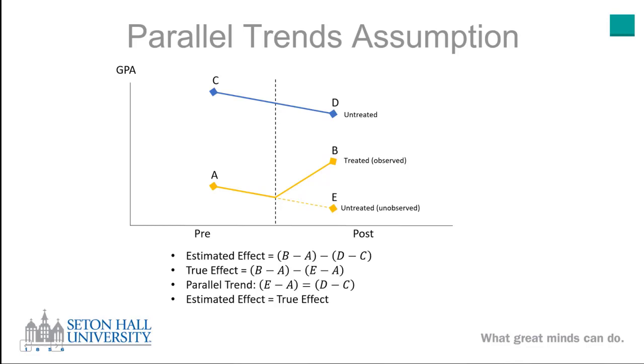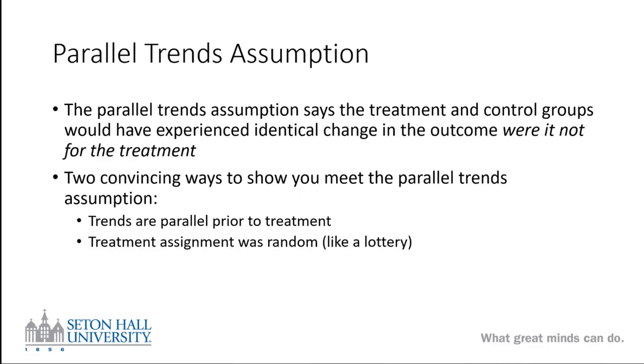I think I skipped a slide. Yes, okay. So the parallel trends assumption says that the treatment group and control group would have experienced identical change in the outcome were it not for the treatment. So if GPA increased 0.1 in the control group, we're saying it would have also increased by 0.1 in the treatment group were it not for the treatment.